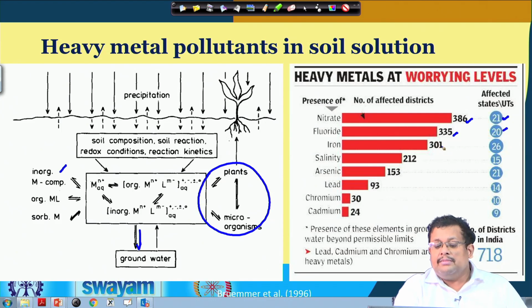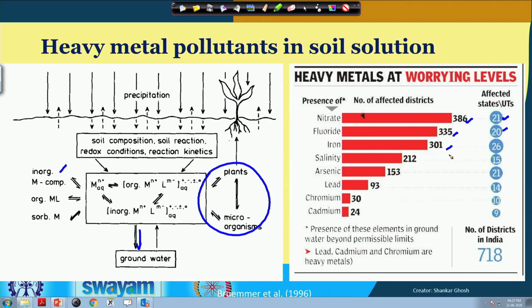Iron contamination can be found in 301 districts and 26 states or union territories. Salinity problem is prevalent in 212 affected districts or 15 affected states or union territories. Arsenic problem is prevalent in 153 districts and 21 states or union territories.